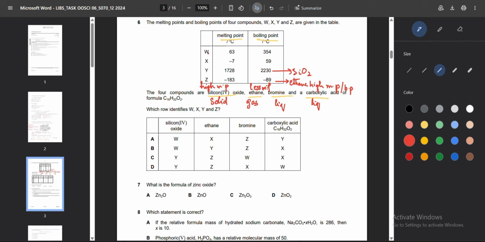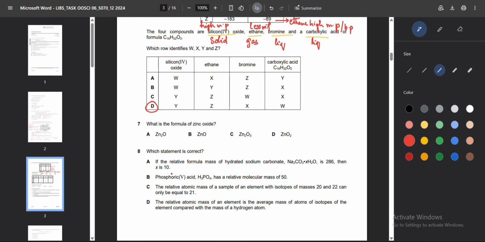And then comes these two, W and X. X can be bromine because it has lower melting point and higher boiling point, so this can be bromine. And this one will be the first one having higher melting point and boiling point as compared to bromine. It can be carboxylic acid. Okay, so W is carboxylic acid, X is bromine, Y is SiO2, Z is ethene. So this option D is the correct one.